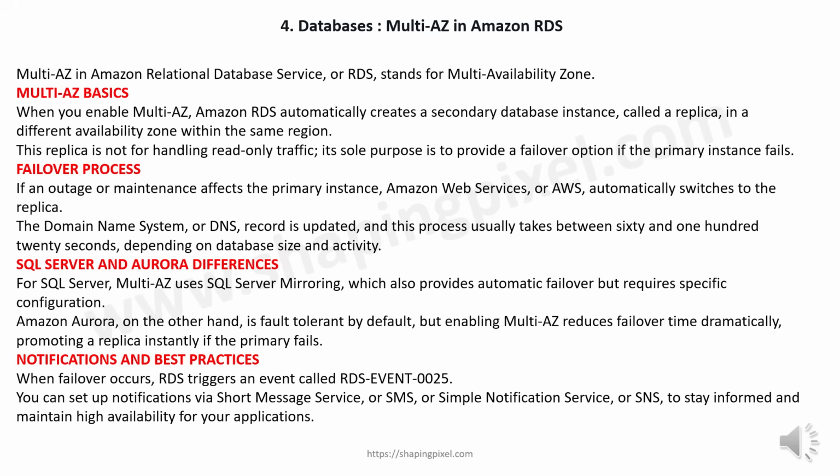When failover occurs, RDS triggers an event called RDS Event 025. You can set up notifications via short message service, or SMS, or simple notification service, or SNS, to stay informed and maintain high availability for your applications.